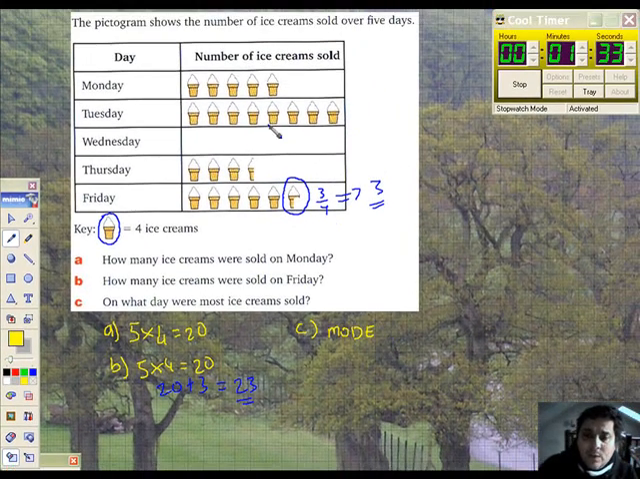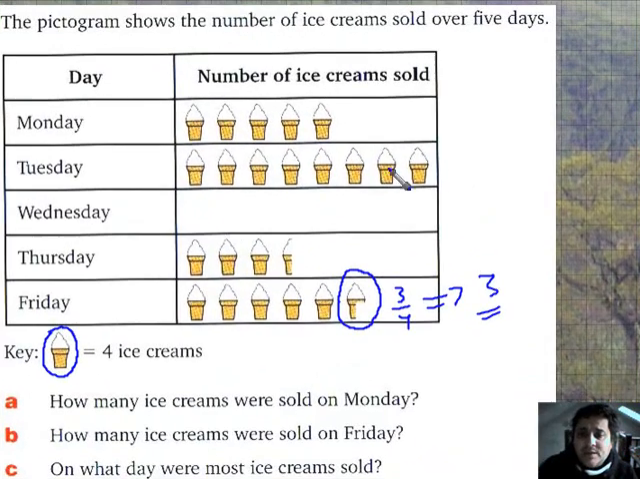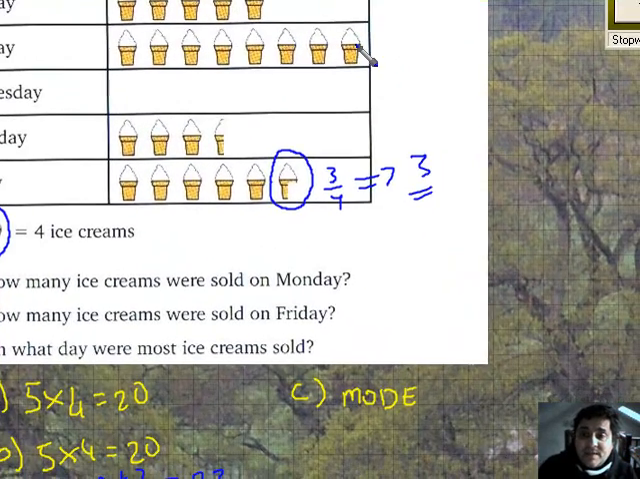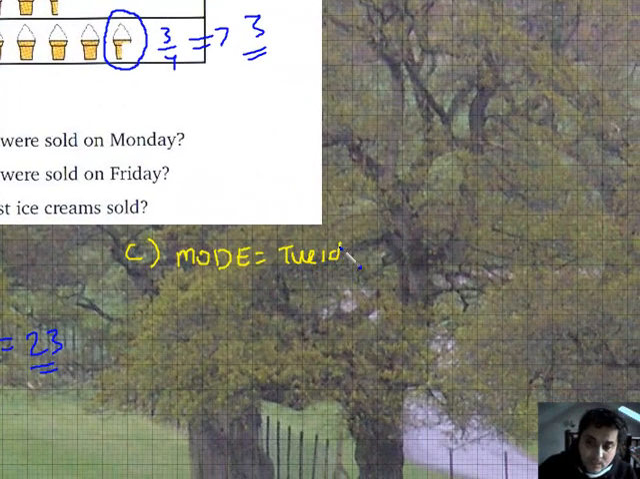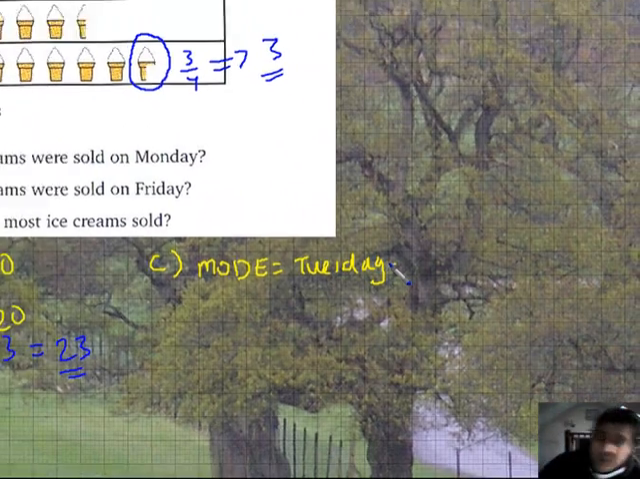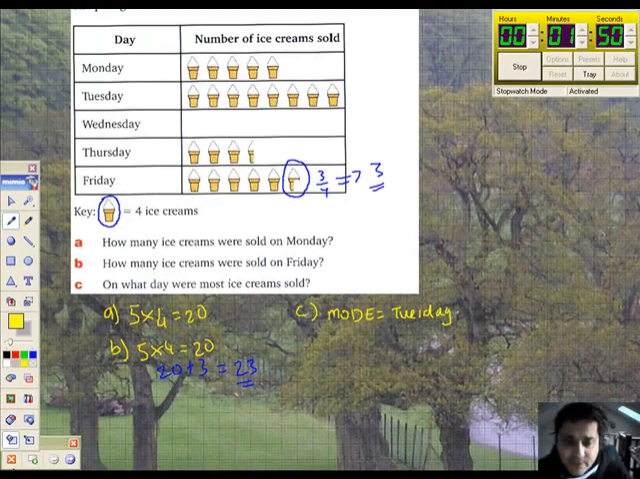So let's have a look. Tuesday, clearly. We don't have to work out the total, doesn't ask us, but just visually looking at that, Tuesday was the best day for the selling of ice cream. Therefore, Tuesday. The most common day on which ice cream was sold was Tuesday. Alright, next question.